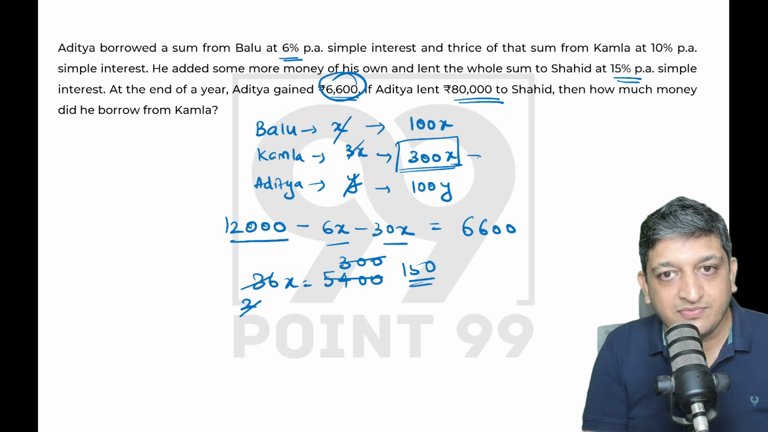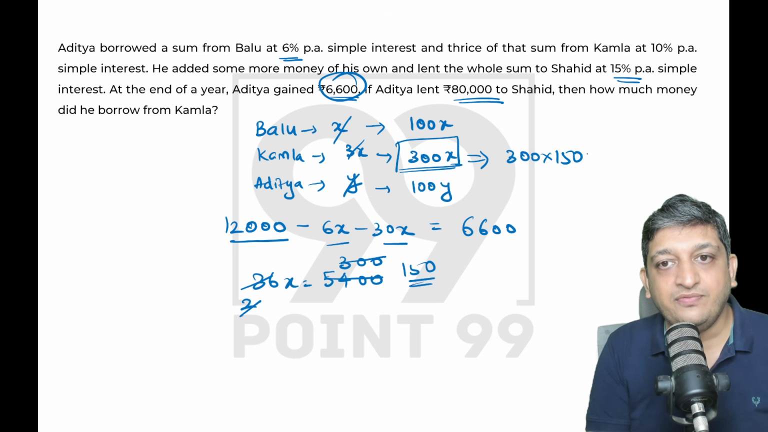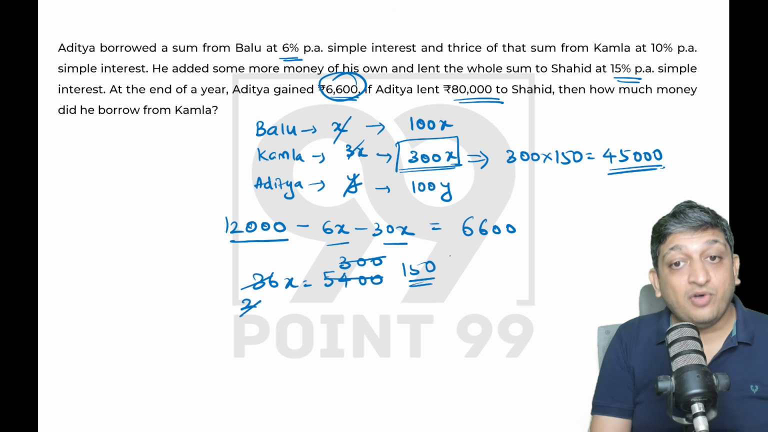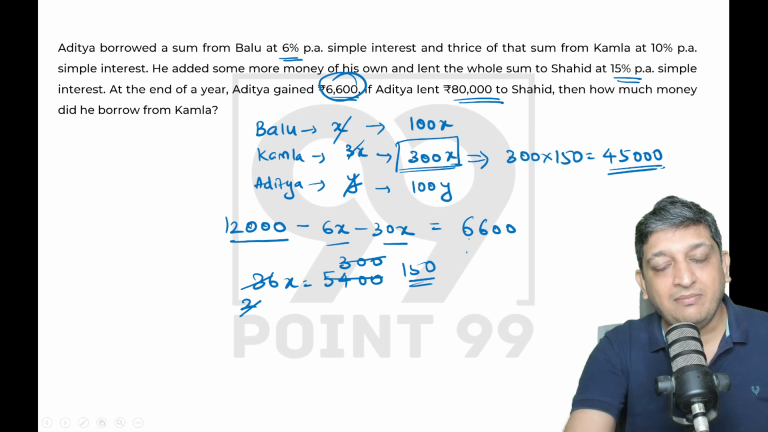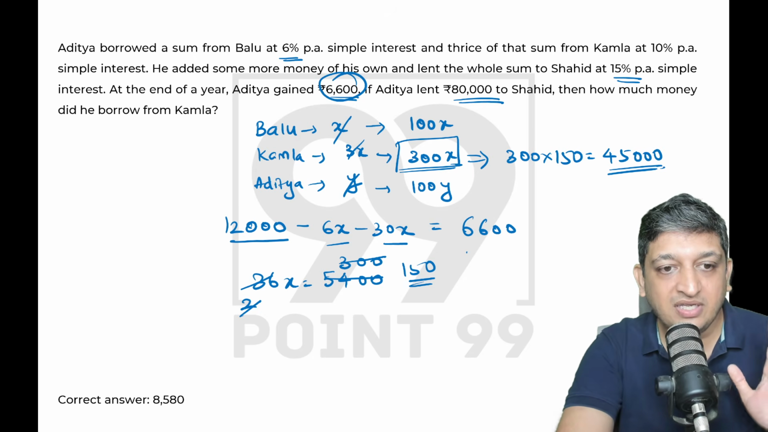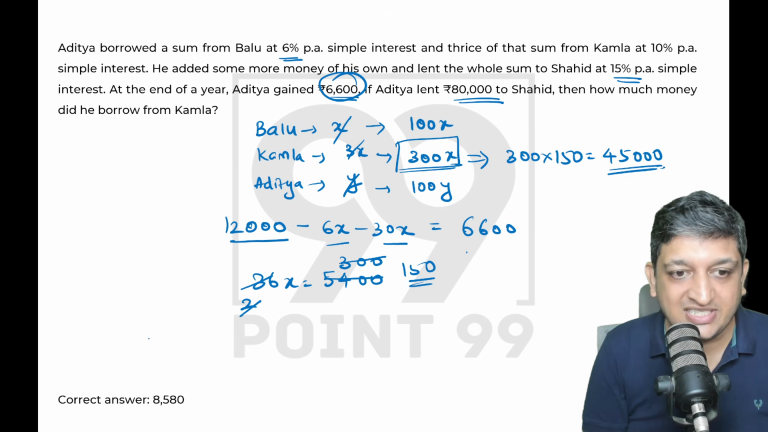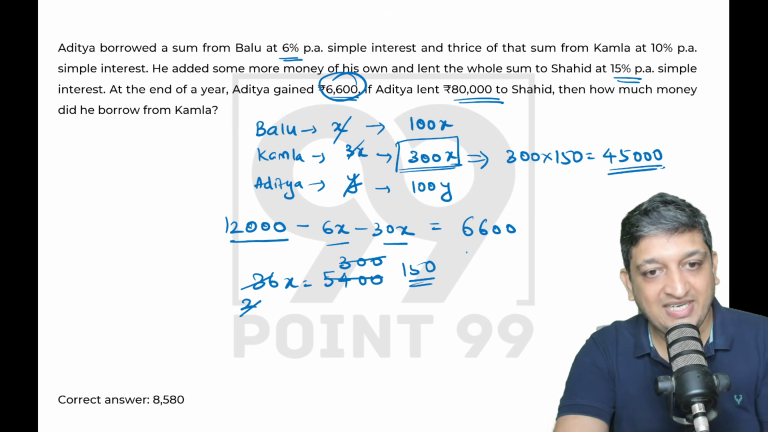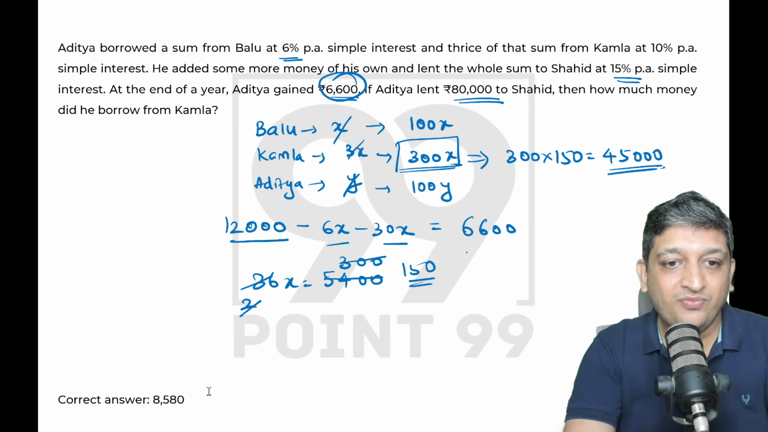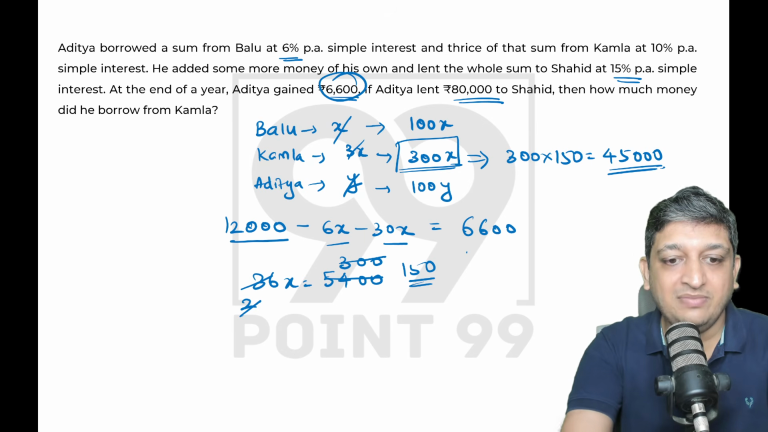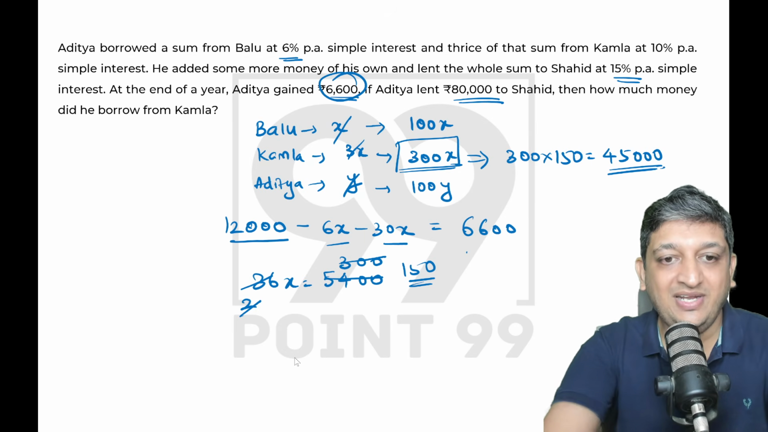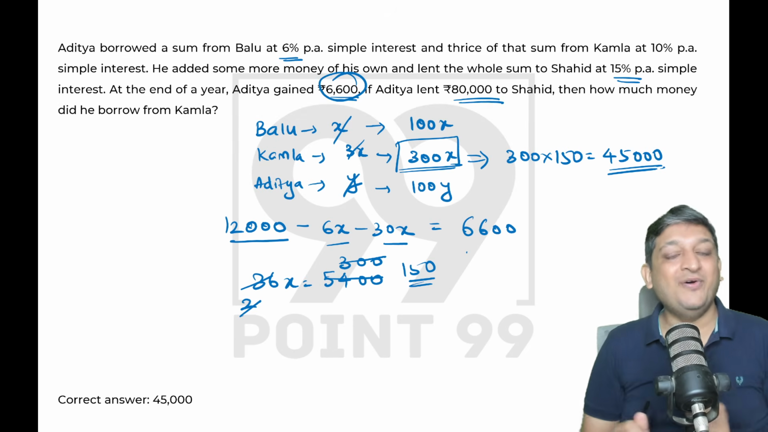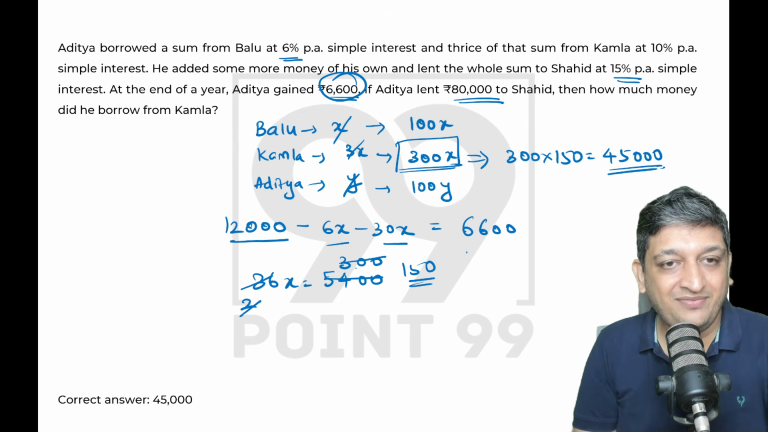So if x is 150, what is going to be 300x? It is going to be 300 into 150. That is 45 followed by 3 zeros. So what was the amount that he had borrowed from Kamla? The answer is going to be 45,000 in this particular case. I forgot to change this, so this should be 45,000 for this particular question. I'll get it altered. 45,000 will be the answer for this one, as you can see on screen right now. So the answer to this question is 45,000.